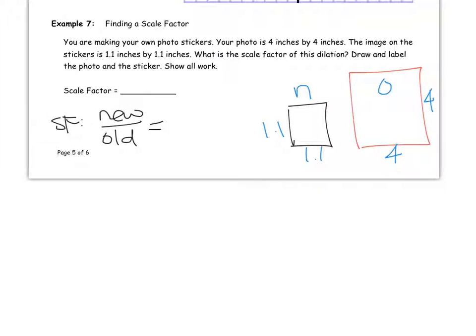So we would set up our scale factor, new over old always. So 1.1 over 4. And when we reduce that, we don't want that decimal there, so move the decimal over. So really this becomes 11 over 40. 11's a prime number, so you can't even reduce this fraction any further. So the scale factor seems like an odd one, but 11 over 40 would be the scale factor here.